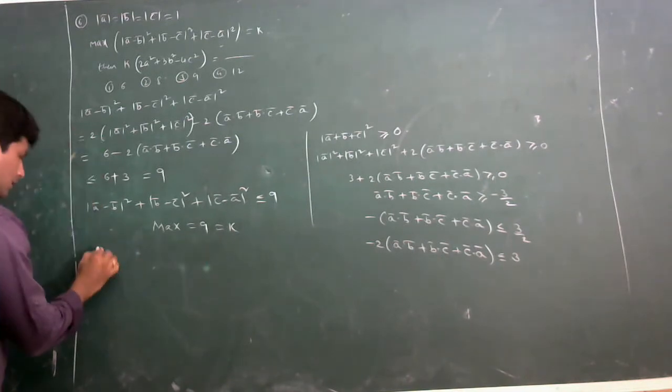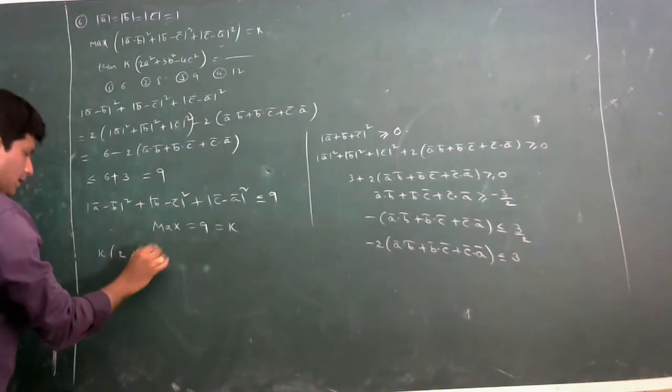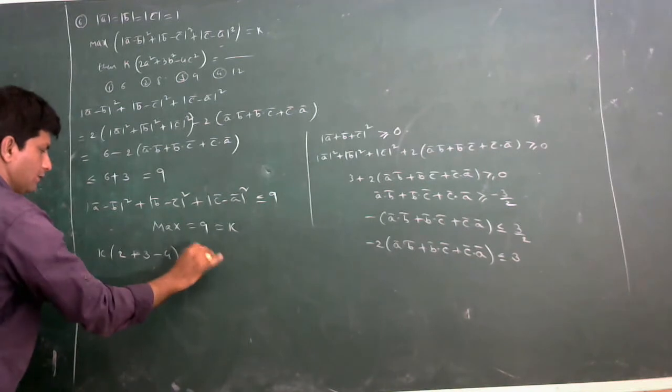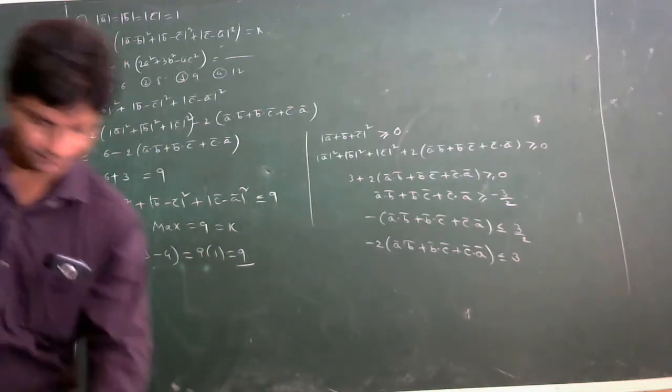Now substitute here. So this is k into (2 into mod a whole square, that is 1, plus 3 into mod b square, that is 3, minus 4). The answer is what? 9 into 1. Therefore the answer is 9. Okay? Right. Next one.